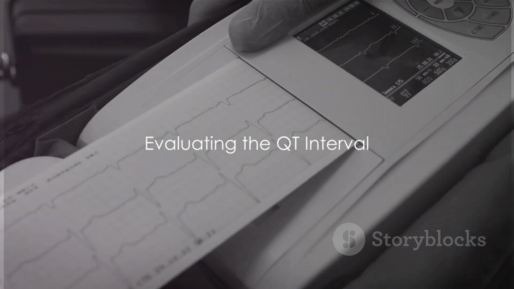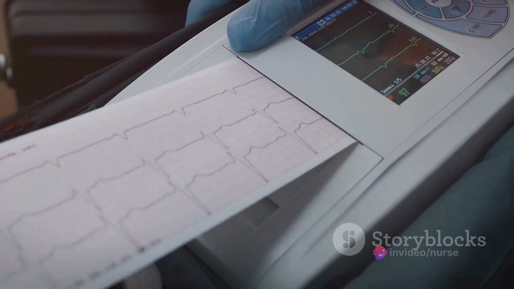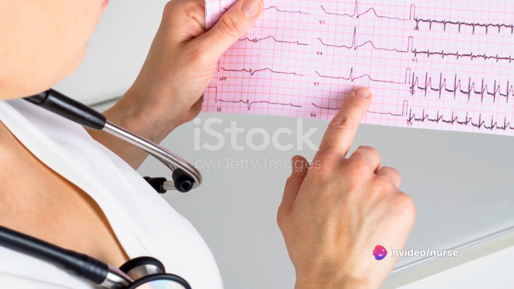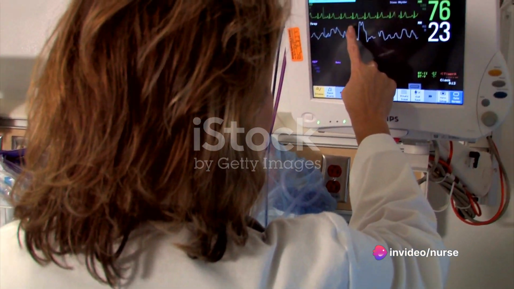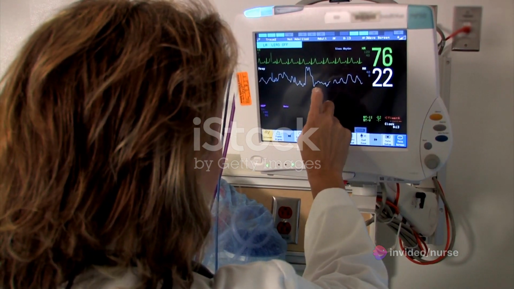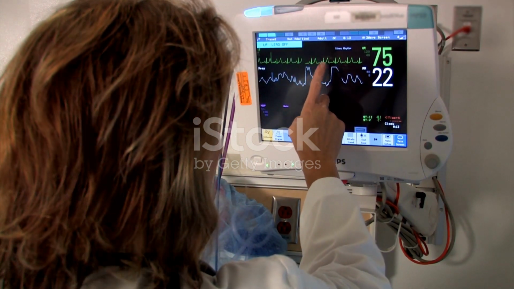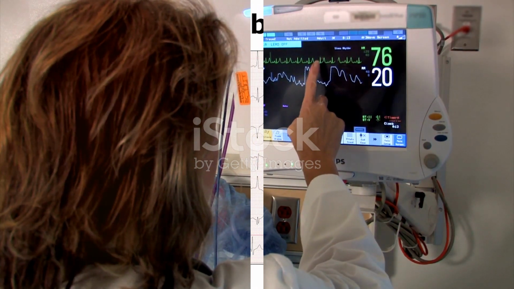Subsequently, evaluate the QT interval, which represents the duration of ventricular depolarization and repolarization. The corrected QT interval, often calculated using formulas like Bazett's or Fridericia's, accounts for heart rate.